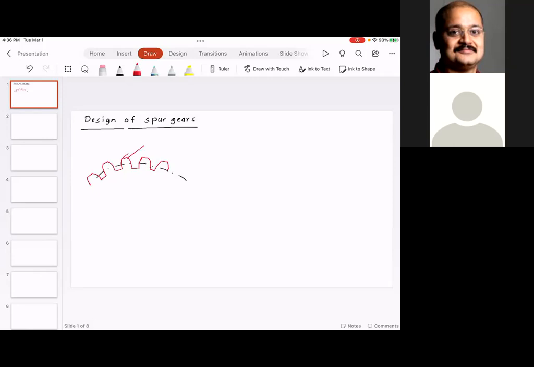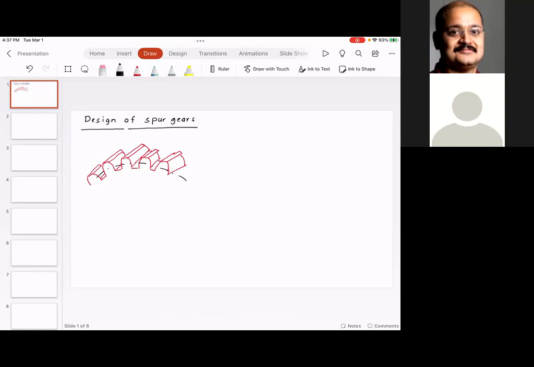So let me show you the sketch. Most of the time you will see the involute profiles, but sometimes you will see the cycloidal gear profiles as well. So this is sort of the three-dimensional representation of the gear. So what do we have? Imagine the gear originated from friction wheels.